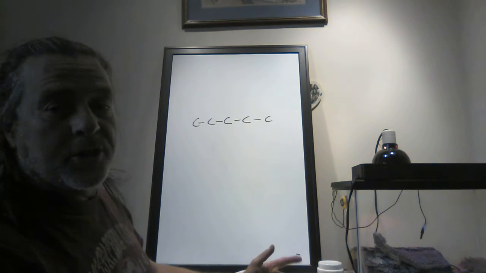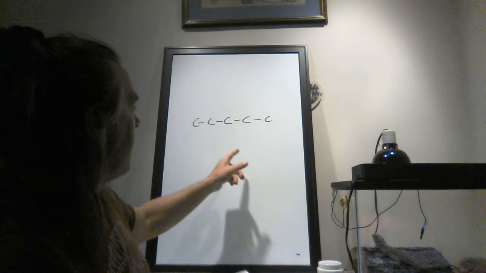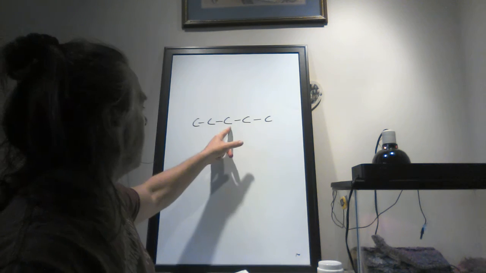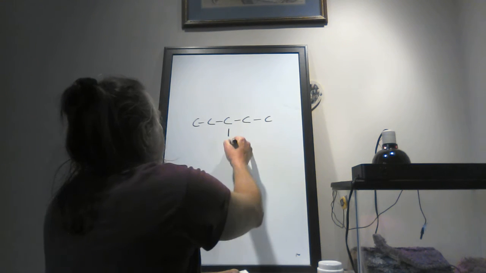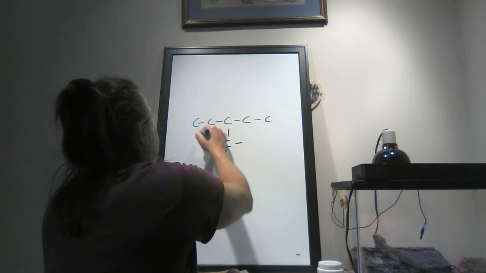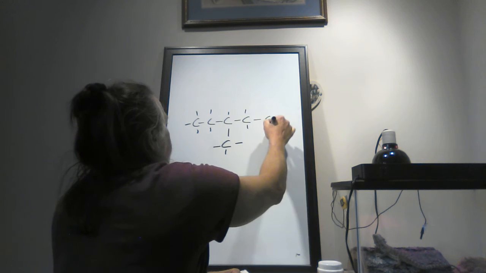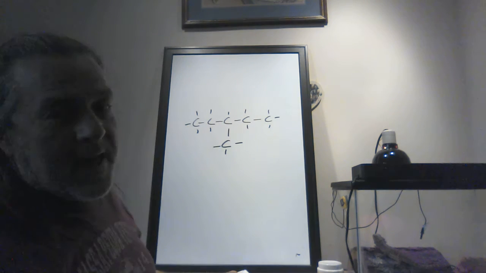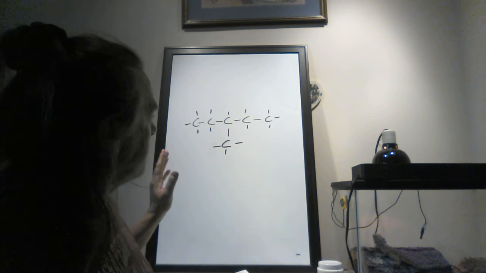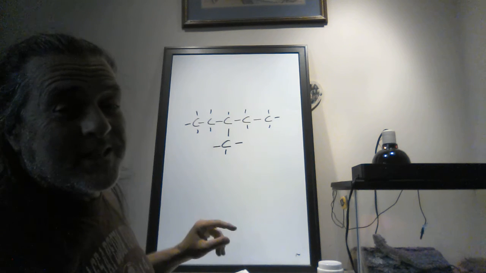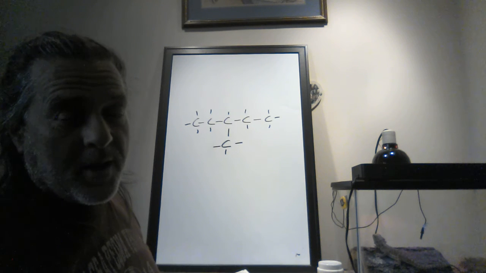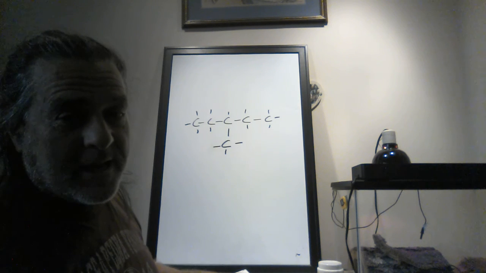And then it says 3-methyl. That means on the 3rd carbon, 1, 2, 3, there's a 1-carbon group, a methyl. And then we can put our hydrogens on it. And this is 3-methylpentane, which is an isomer of hexane.